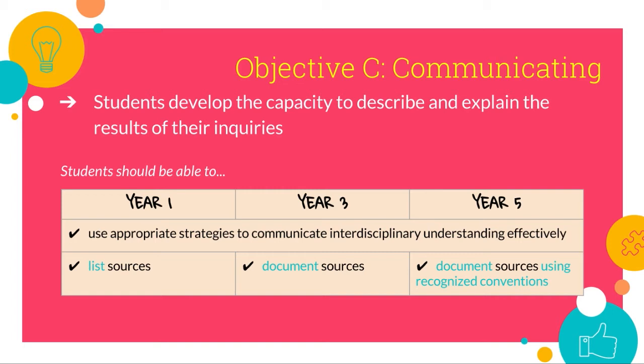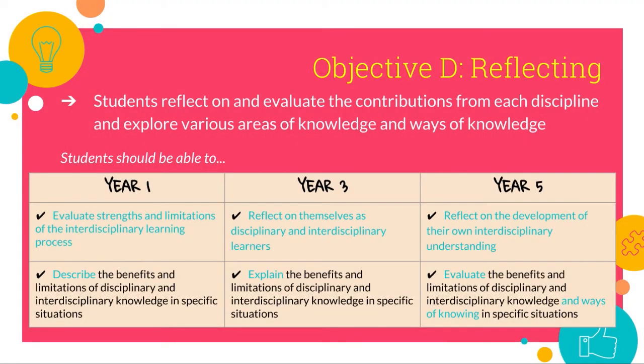In year 1, students are expected to list sources that they have used. In year 3, students are expected to document sources. And in year 5, students are supposed to document sources using recognized conventions, such as, for example, the APA style. And finally, Objective D, the reflection section. Here, students will evaluate the contributions from each discipline, and they will explore various areas of knowledge and ways of knowledge. So here, obviously, the strands have to be different because they require a different depth of knowledge.